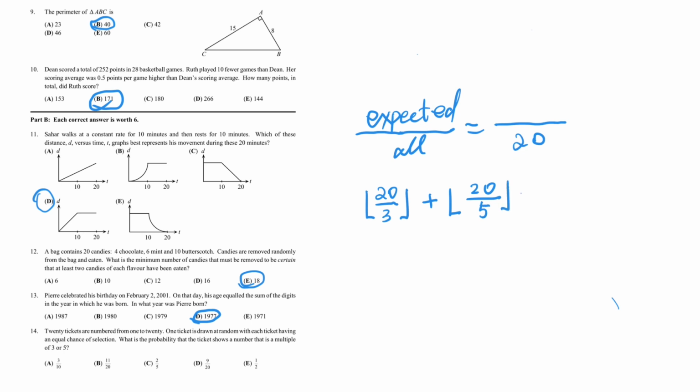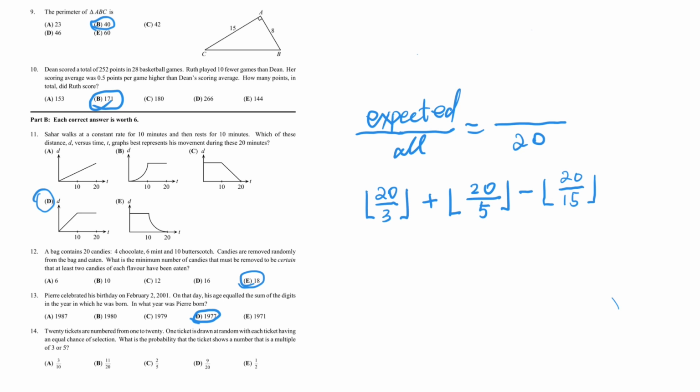We have over counting. We need to correct. What's the over counting? 3 and 5. Their least common multiple is 15. We have the over counting, so we use 20 over 15.